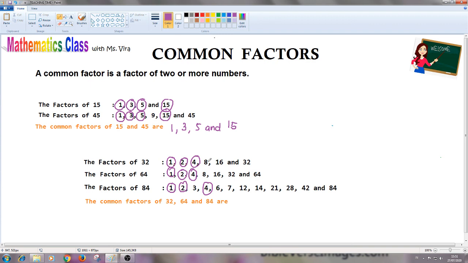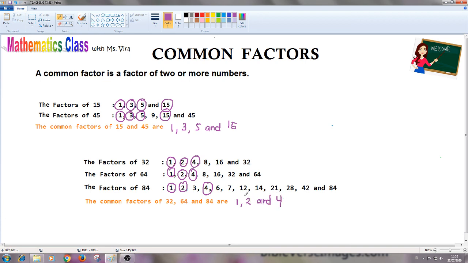Oh, now you can see 8 is a factor of 32, 8 is a factor of 64, but 8 is not a factor of 84. So we will not circle number 8. Also, number 16 and 32. They are factors of 32 and factors of 64. But 16 and 32 are not factors of 84, so we will not circle them. Okay, so that's it. So the common factors of 32, 64, and 84 are 1, 2, and 4.